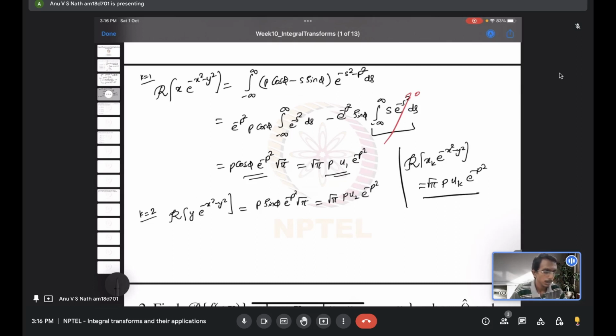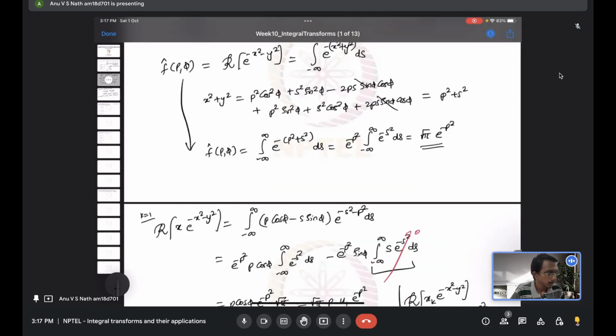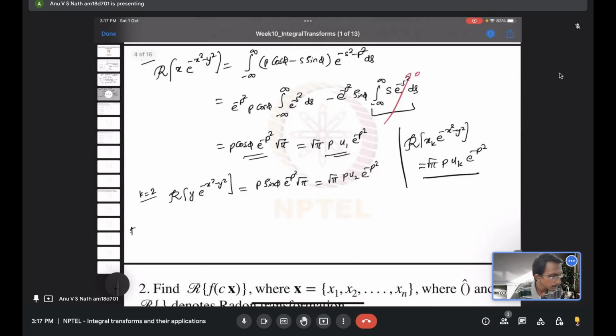So from this, like we are substituting for k equal to 1 or 2, we generalize the Radon transform of this particular quantity. Now from expression 1, we can evaluate the left hand side using the expression on the right hand side. So from 1 we can evaluate dou f cap by dou uk, which is actually minus dou by dou p of the Radon transform, which we have in 2.